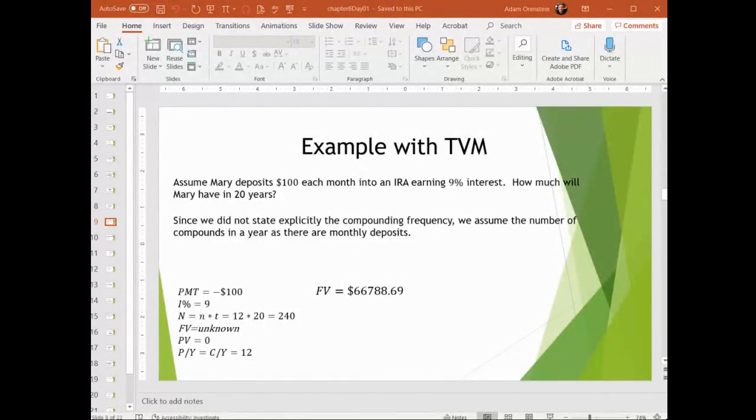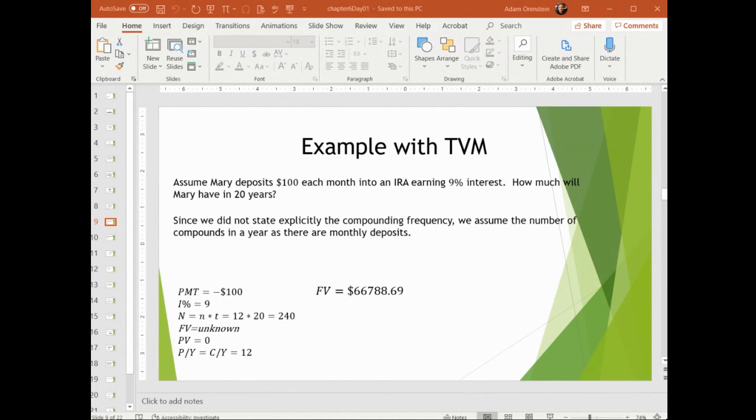Mary here, as we can see, is putting $100 into her IRA account, and she's earning, again, 9% interest. It's the same example from before. We want to know how much money she's going to have in the account 20 years later, okay? We're going to use the TVM solver.